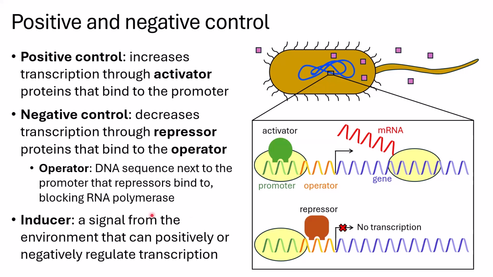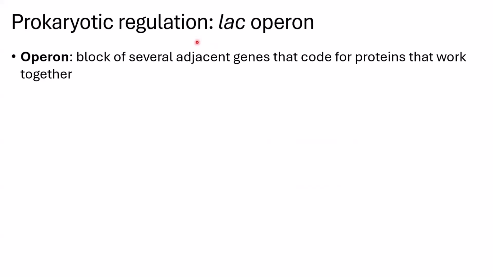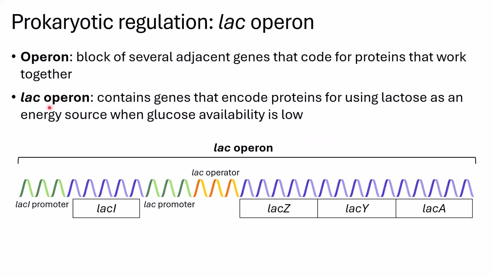An inducer is a molecule that signals changes in the environment to the cell, and can either bind to an activator to increase transcription or bind to a repressor to decrease transcription, depending on what the cell needs. An operon is a block of several genes next to each other that code for proteins that work together to perform some function. The most famous example of gene regulation in prokaryotes is the lac operon, which contains genes that make proteins involved in using lactose as an alternative energy source when the main energy source, glucose, is not available.